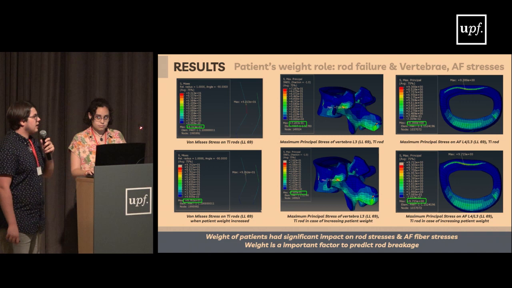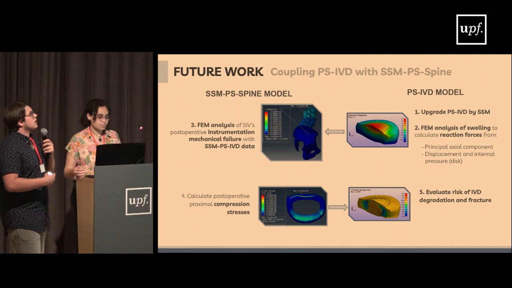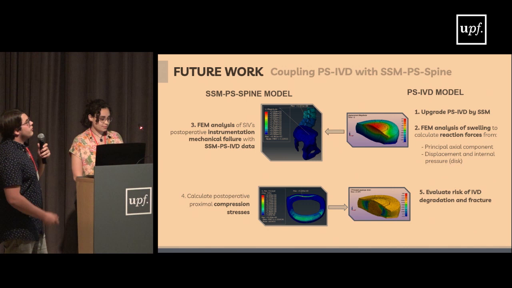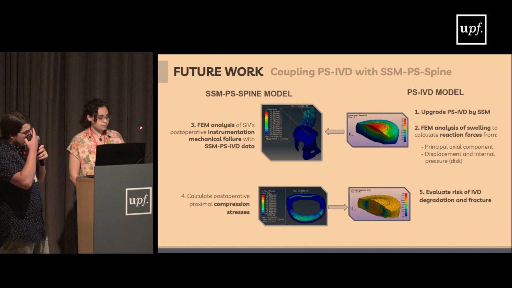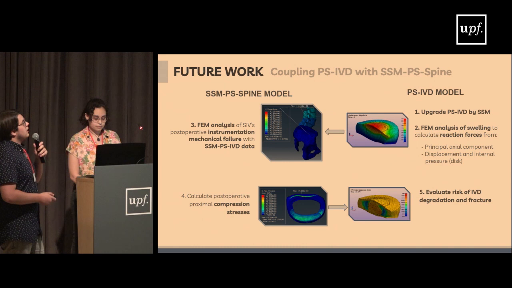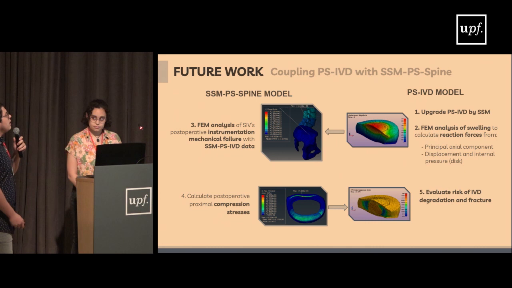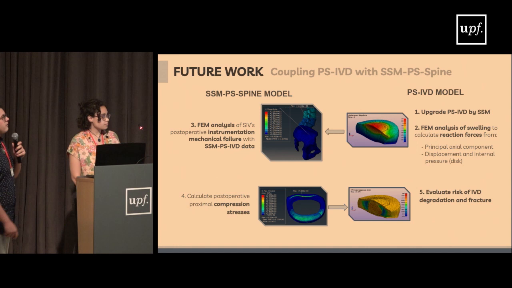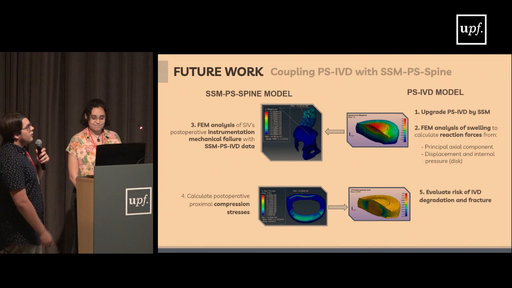And finally, the future work is our thoughts on how to couple these two methodologies. It would be to first upgrade the patient-specific IVD model by making it a statistical shape model. And with that, we calculate the reaction forces on the swelling phase, so we can better evaluate a FEM analysis of the intervention by adding this data. And finally, calculate the postoperative proximal compression stresses, so we can again come back to the IVD model to evaluate risk of degradation and fracture, not only instrumental failure.